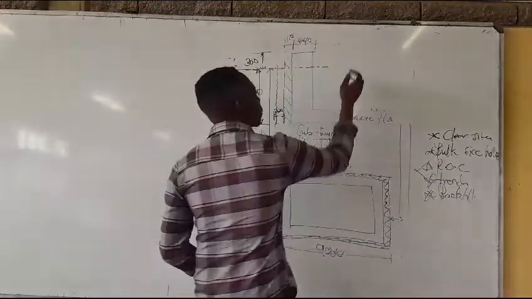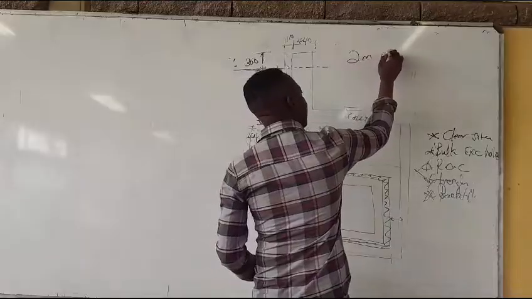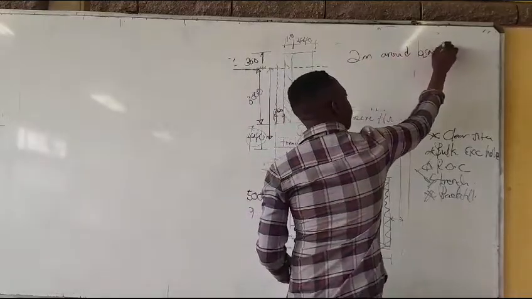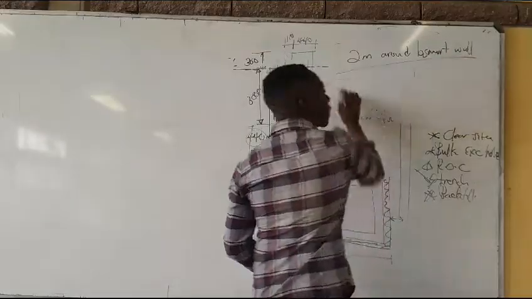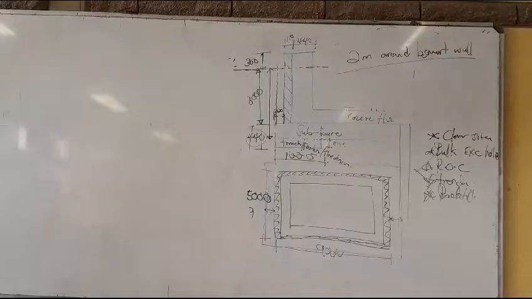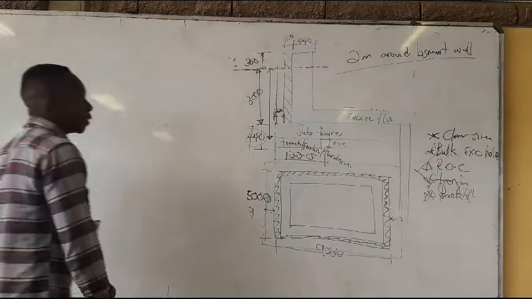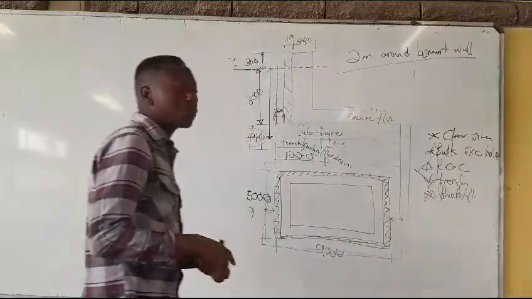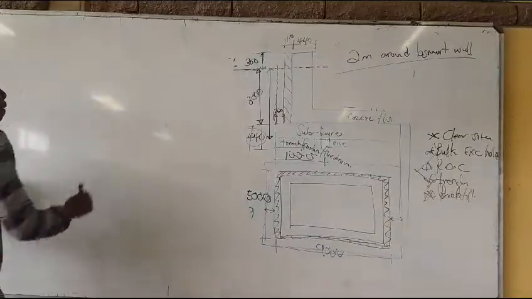They say we have to clear the site 2 meters around what? Around the basement wall. According to the question paper that we are using, they say we have to clear the area 2 meters all around, beyond the building wall.